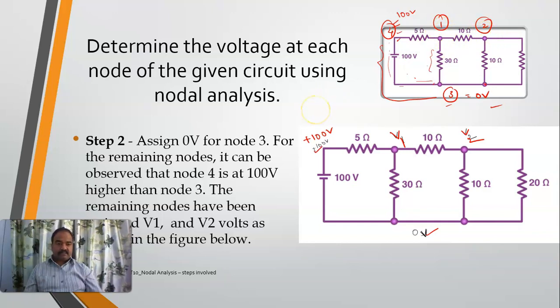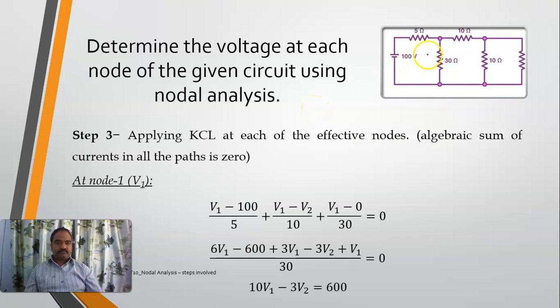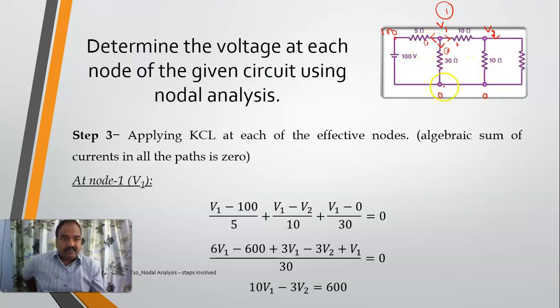Once I have these, I'll write KCL equations now. This is 100, this is 0, this is also 0, this is V1, and this is V2. Now I will start writing KCL for each of these effective nodes. So this is node number 1. At node number 1, how many paths do I have? 1, 2, and 3. So this is path number 1, path number 2, and path number 3. I'll take all my currents as going outwards. This is the fundamental thing which I have told you. So 3 paths are there.